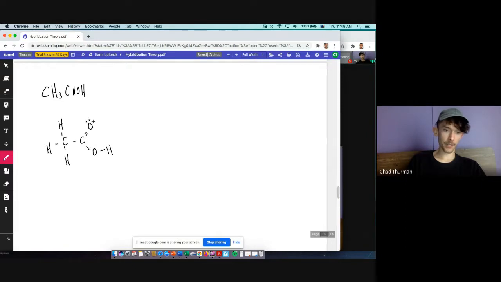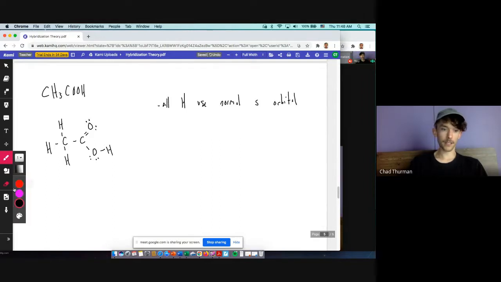I am going to go ahead and draw the lone pairs around the oxygens just so y'all can see. So let us think about the hybridization here. Of course, all the hydrogens don't hybridize at all, so I'm going to say that all the hydrogens use their normal s orbitals. And let me number these. Let's make this carbon number 1, carbon number 2, oxygen number 1, oxygen number 2. We want to talk about how those atoms are hybridized.